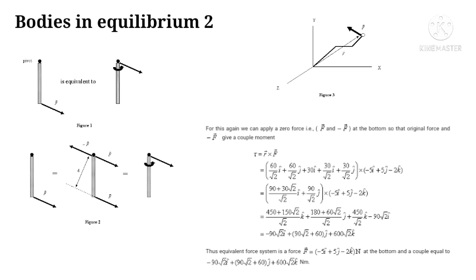To change the gear, the driver applies the equivalent force F equals minus 5i plus 5j minus 2k Newton on the head of the handle. We want to know what is the equivalent force and the moment at the bottom of the original handle shown in the figure.